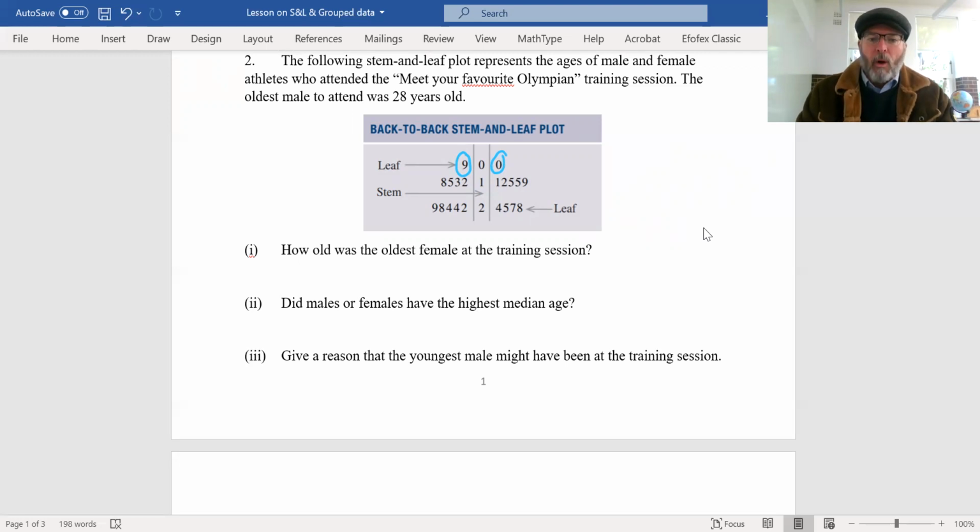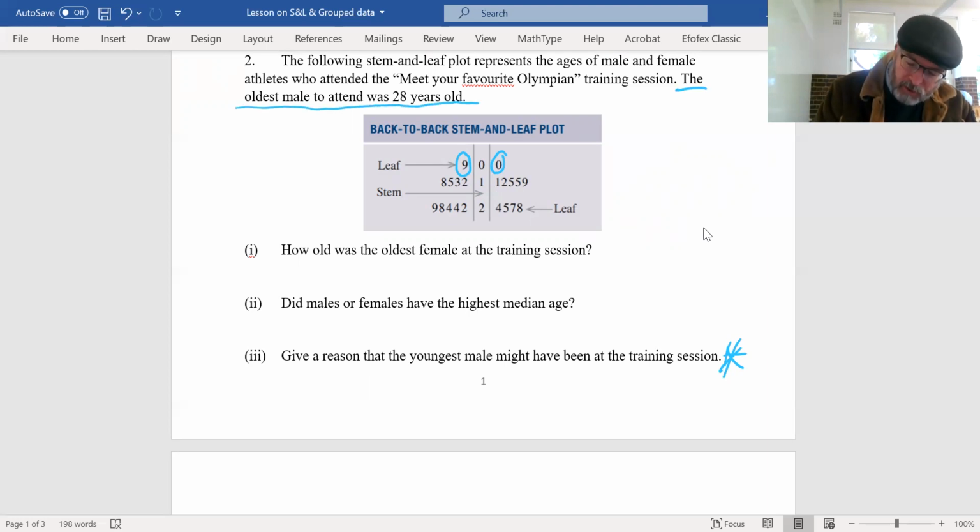And why would that person have been at the training session? Maybe because one of the older ones was a mother or father that had to take the child there. And that's my answer to that question, a reason why that is 0. Now, but how do you know which side was male and which was female? Well, besides seeing that part 3 in the question gave that away, they said here the oldest male to attend was 28 years old.